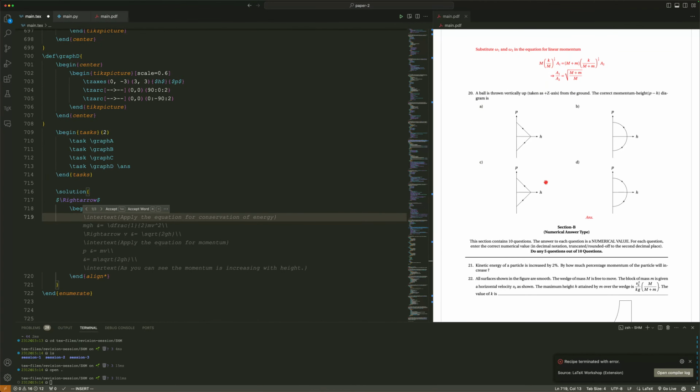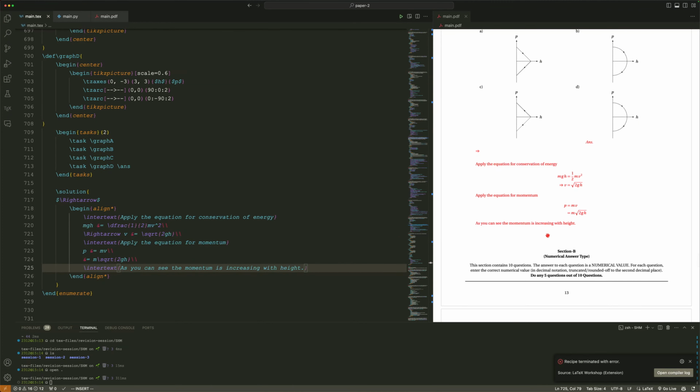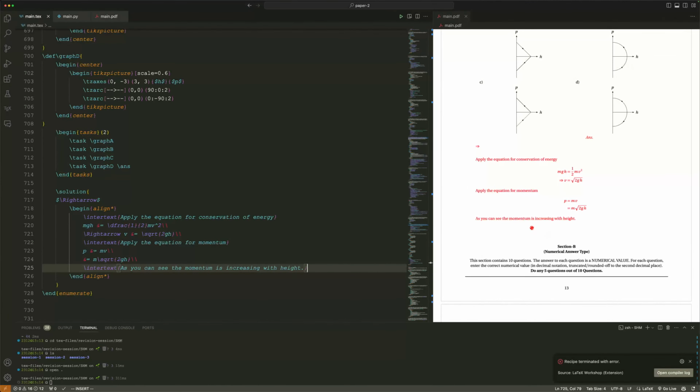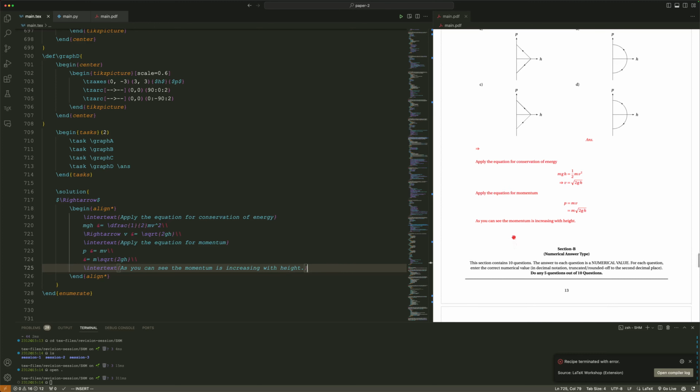Let's continue with the suggestion first. mgh, the conservation of energy, yes. V is this, P is mv, so we can find, yes, it's right. As you can see, momentum is increasing with height, but at the same time it will, no, I don't know what I should do. It gives us the square root.